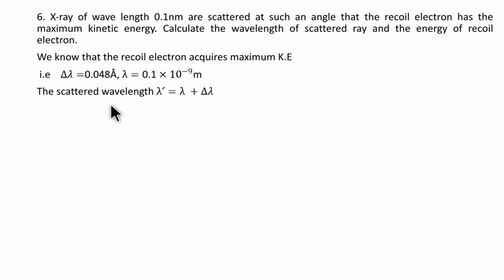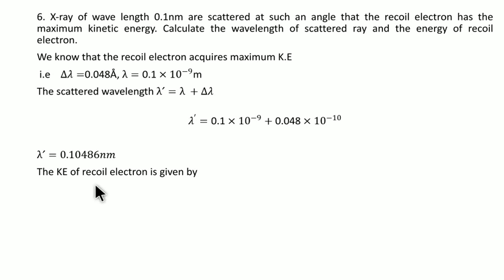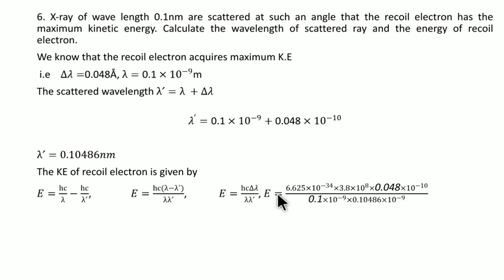Now we can calculate the scattered wavelength: this plus this gives the scattered wavelength. Now we have to calculate the kinetic energy of the electron. This is the incident one and this is the scattered one. Take the difference, do the simple mathematics and substitute all the relations to get the energy in joules. Then we convert it into electron volt by dividing by 1.6 into 10 to the power of minus 19 coulombs, which gives 575 electron volt.